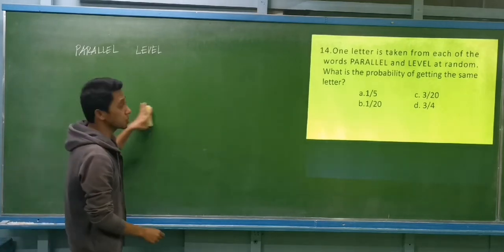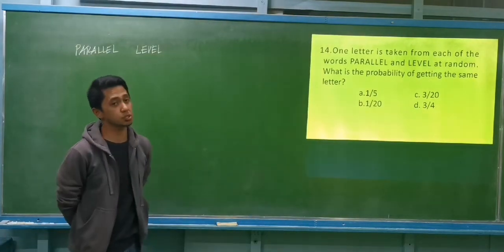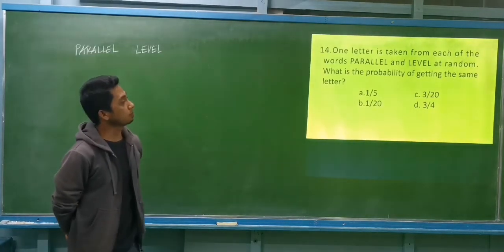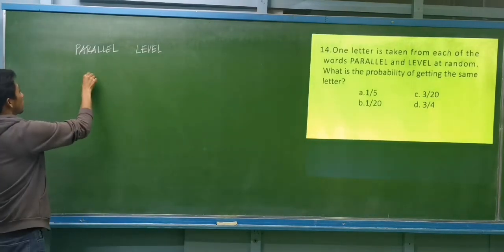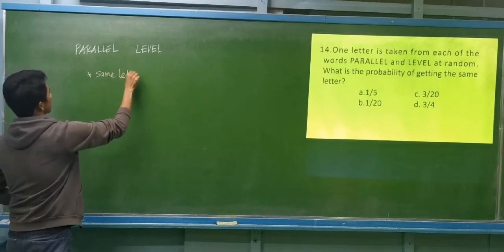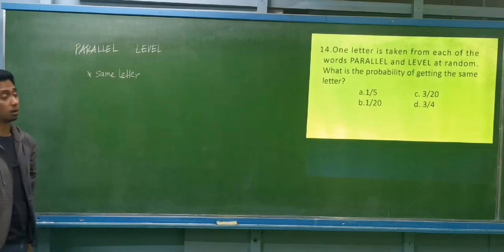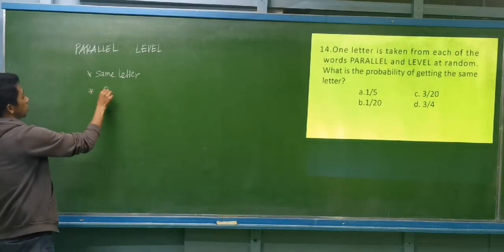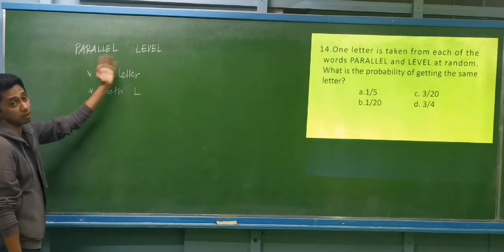Problem 14 tayo. Sabi niya dito, one letter is taken from each of the words parallel and level at random. What is the probability of getting the same letter? So, ang focus lang natin dito is same letter. Ano ba yung same letter sa parehong words? So obviously, yung first case natin dito is makakuha tayo dito ng both letter L.